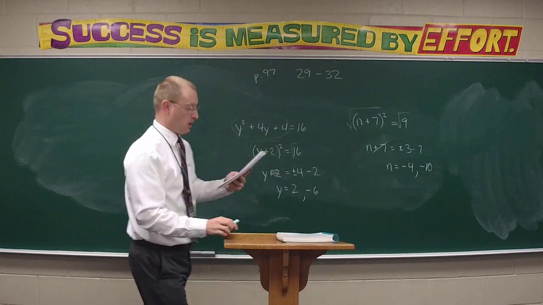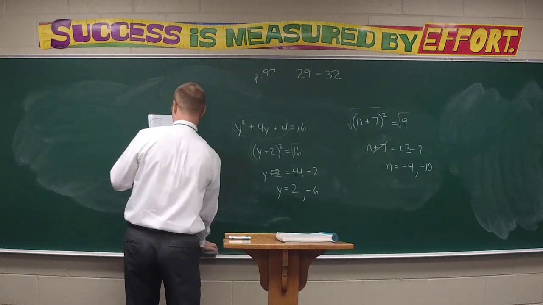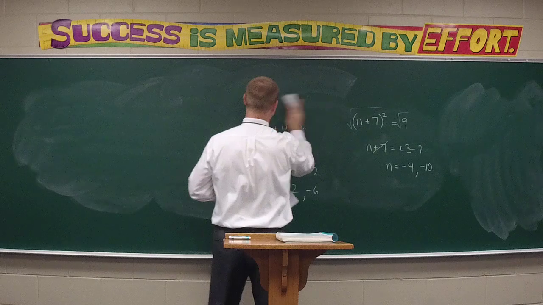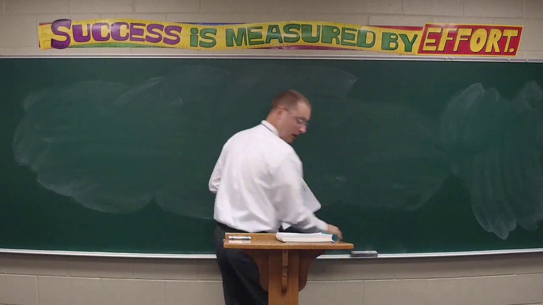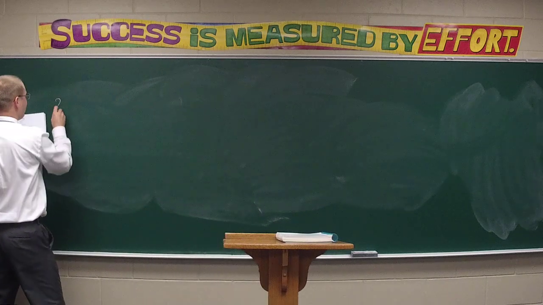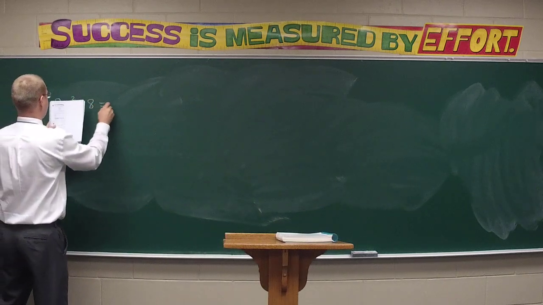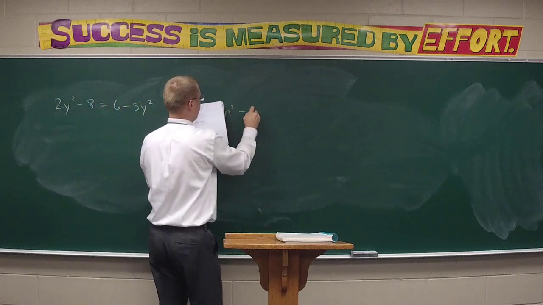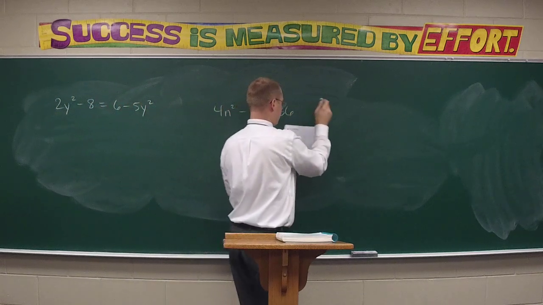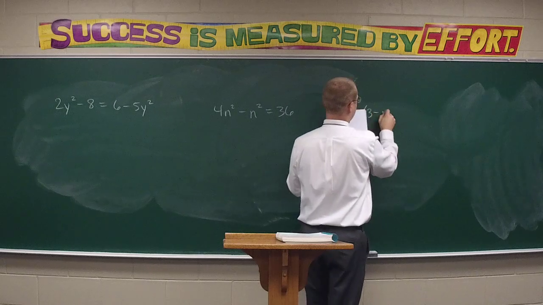All right, got 4 more for you. I lied, never mind, 4 more for you. I gotta look at my notes more often. All right, got 2y squared minus 8 is equal to 6 minus 5y squared. 4n squared minus n squared equals 36. Couple more for you. You keep working.